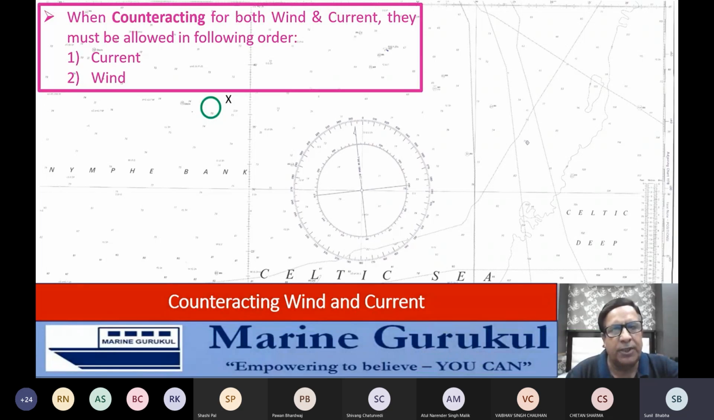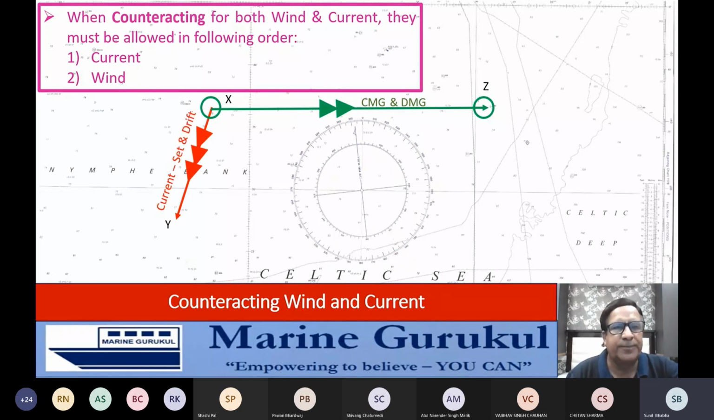The vessel is at position X. It needs to reach point Z in a certain time. So XZ represents the CMG and DMG track, represented by 2 arrows. We first counteract current, and we know when the current has to be counteracted, it has to be drawn at the starting point of the CMG line. That means X. We draw the current here. We represent it with 3 arrows, mark of drift for the same interval for which the DMG is there on XZ, and we obtain this point Y.